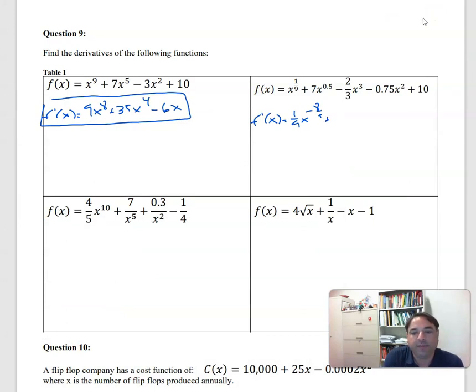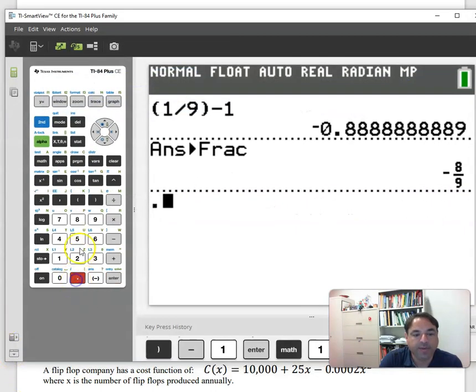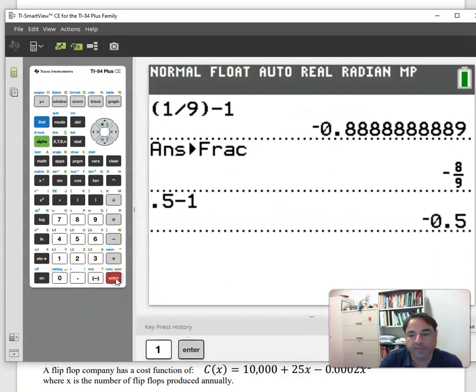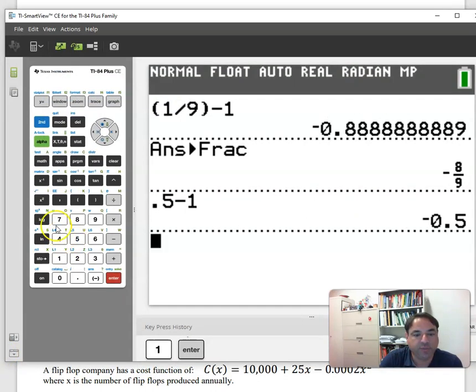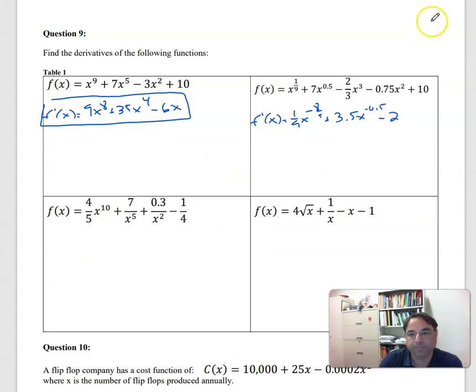Then we have plus 0.5 times 7, we can call that 3.5, x. 0.5 minus 1 is negative 0.5. Again, if you need your calculator, use your calculator. And then the next one we have minus 2/3 times 3 is 2. But again, if you're having issues with fractions, which hopefully you're not, parenthesis 2/3 times 3, that gives you 2. And then x, 3 minus 1 is 2.